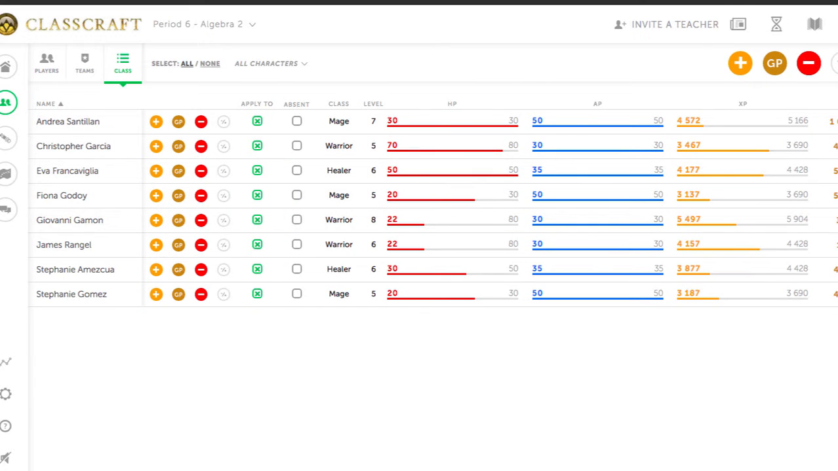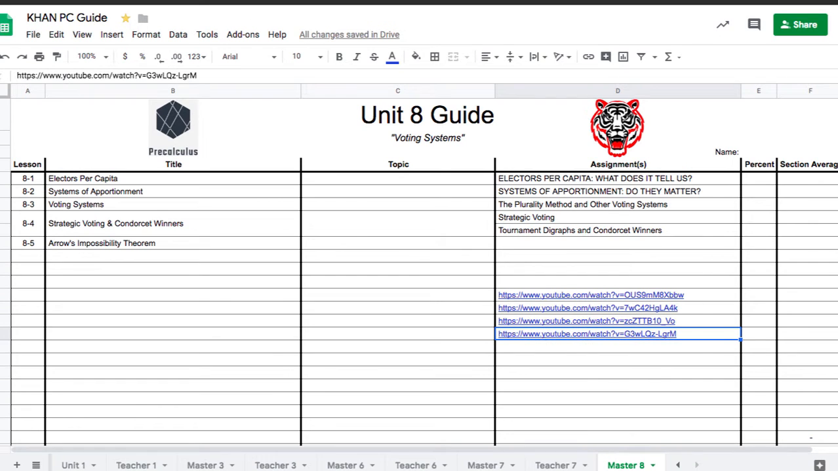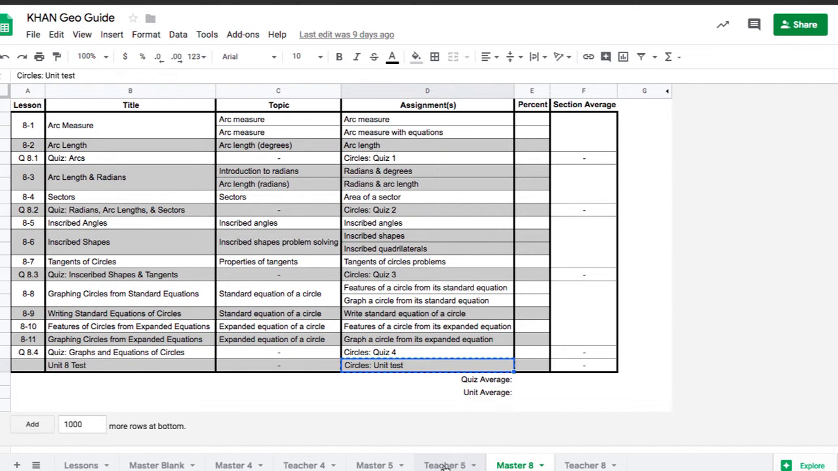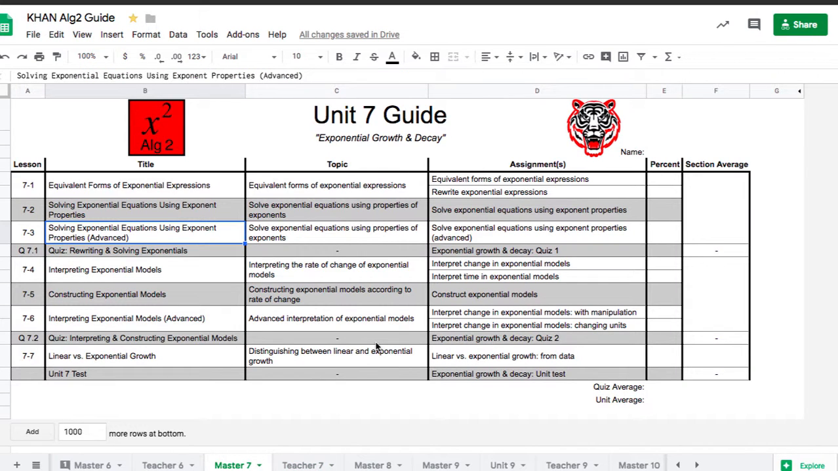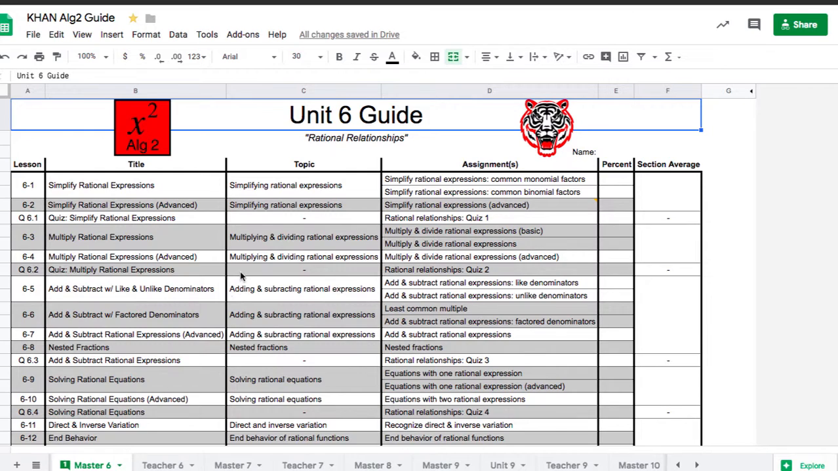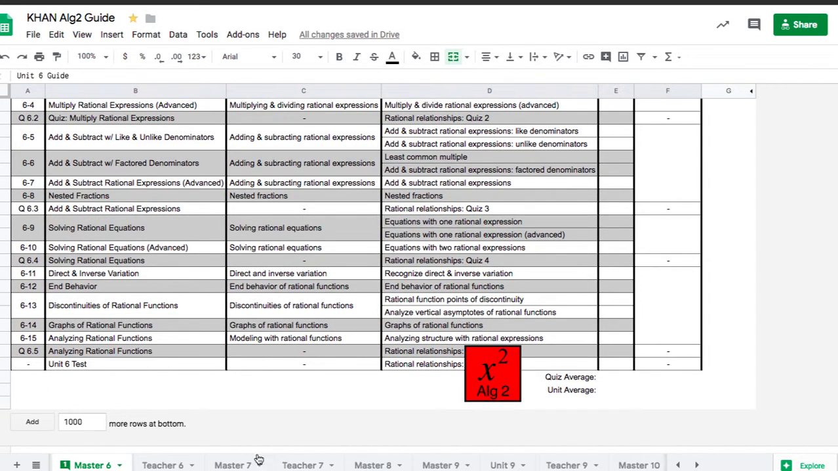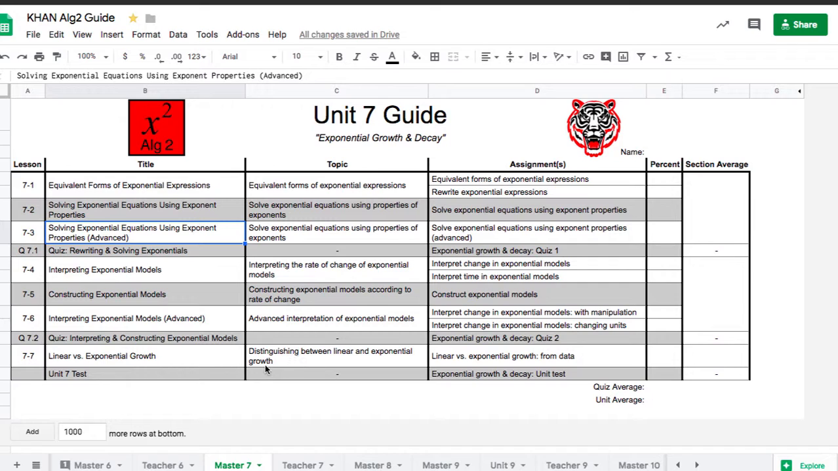Let's take a quick peek at our unit guide. This is for geometry. Where is Algebra 2? There's Algebra 2. Here is our guide. We have 7 lessons, 2 quizzes, 1 test. So it's a much shorter unit than Unit 6. This was Unit 6 back here where it was super long. Here's our nice and short unit, and it's going to go quick.